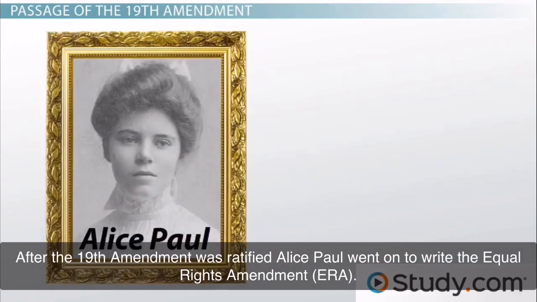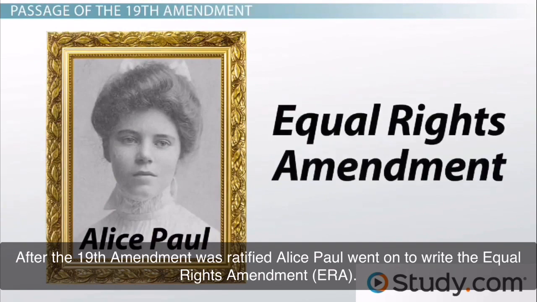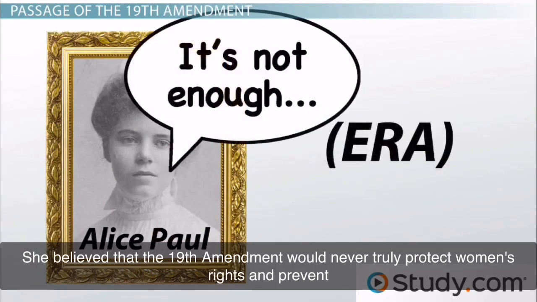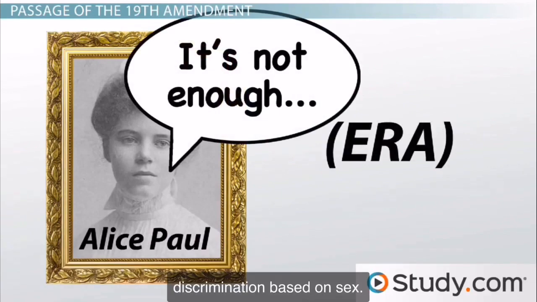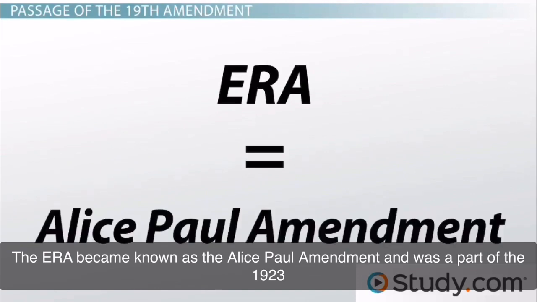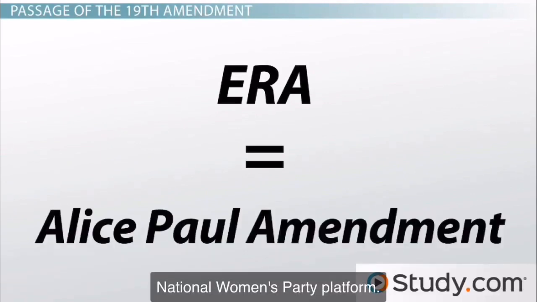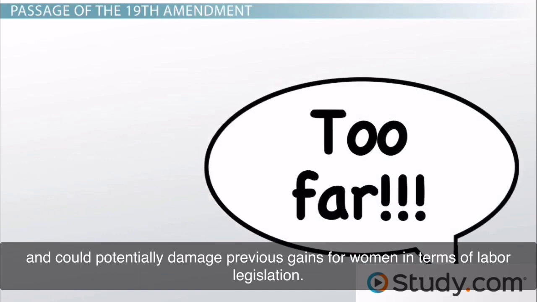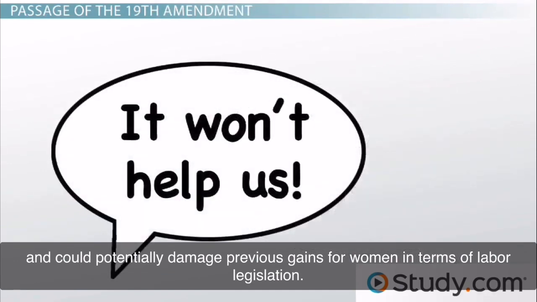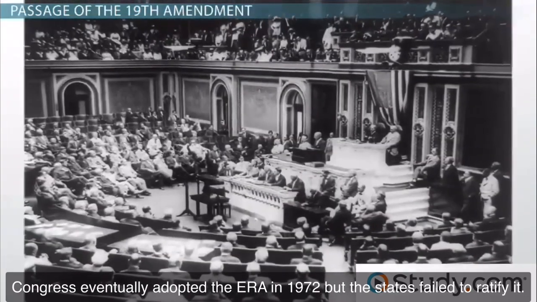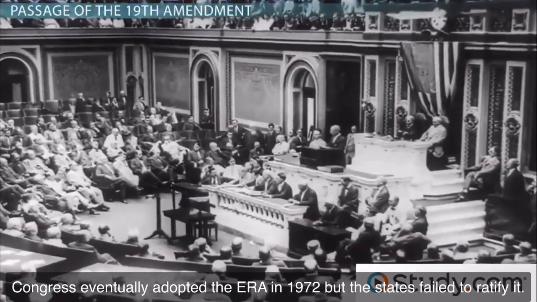After the 19th Amendment was ratified, Alice Paul went on to write the Equal Rights Amendment, the ERA. She believed that the 19th Amendment would never truly protect women's rights and prevent discrimination based on sex. The ERA became known as the Alice Paul Amendment and was a part of the 1923 National Women's Party platform. Other former suffrage leaders did not support the ERA because they thought its demands went too far and could potentially damage previous gains for women in terms of labor legislation. Congress eventually adopted the ERA in 1972, but the states failed to ratify it.